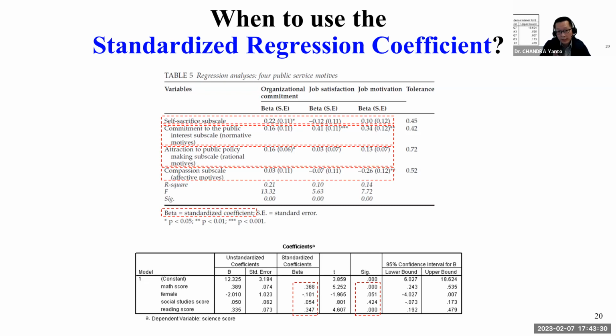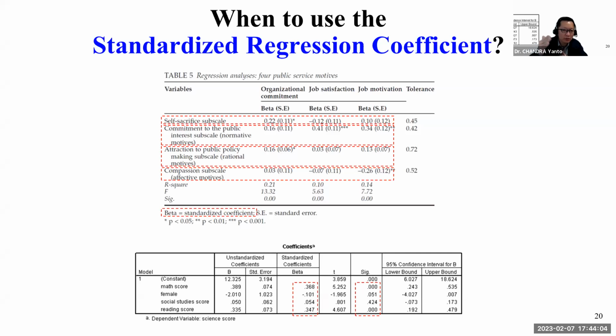Another example: you want to study what predicts people's science score, exam in science, right? Look at the bottom there, science score. So you're trying to predict science score using math score, the gender with male, female, and the social studies score and reading score. These are very different things, very different variables. And it's very difficult just to look at the unstandardized coefficient. So in this case, it's easier to look at the standardized coefficient.